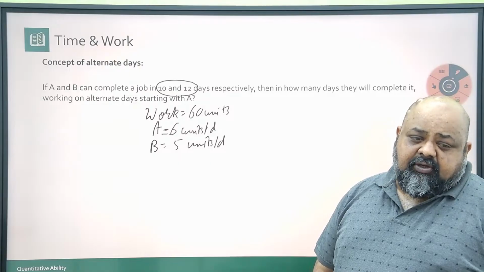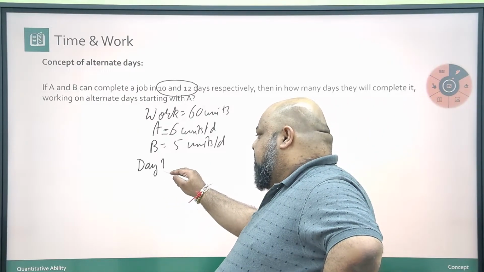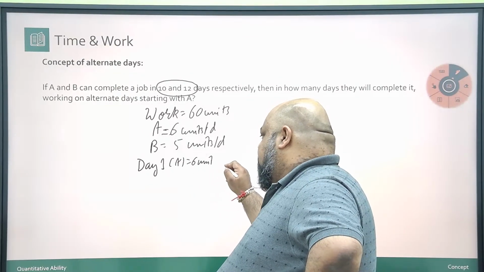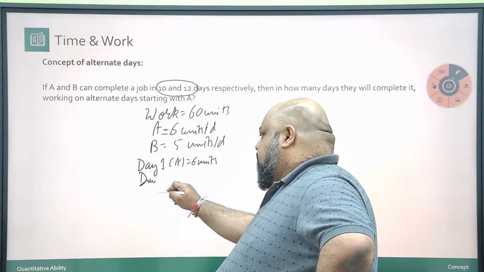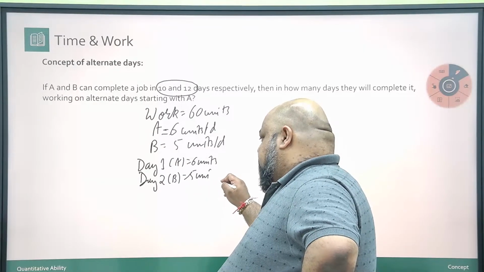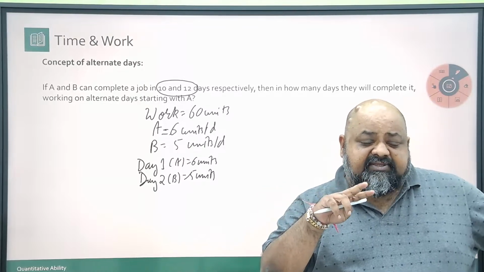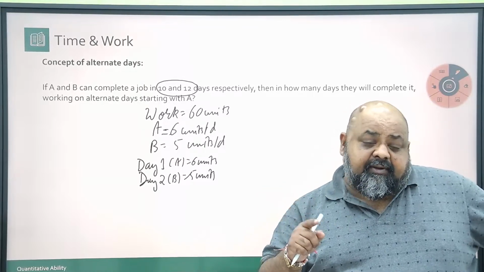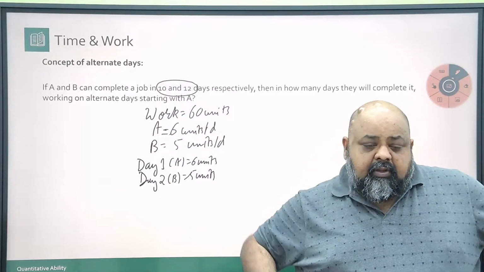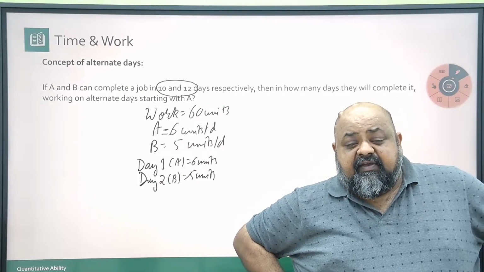Now A and B start to work. On day 1, A works and therefore will do 6 units. On day 2, B works and therefore will do 5 units. Please understand, as you can see, in 2 days 11 units of work will get done. This is not a uniform rate per day. I cannot say that in one day 5.5 units of work is being done.